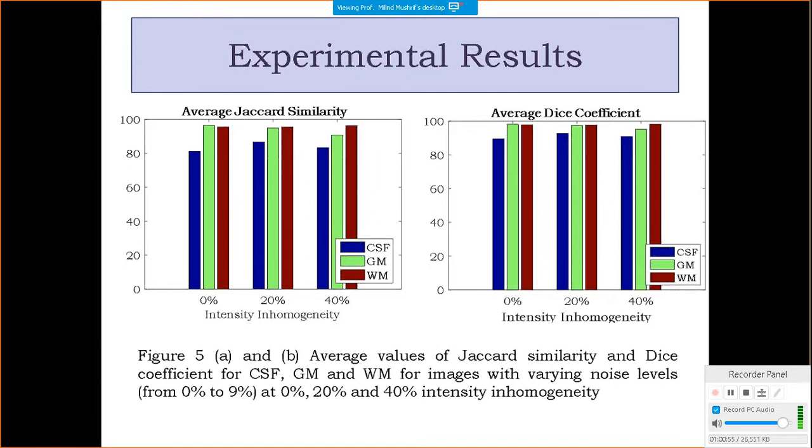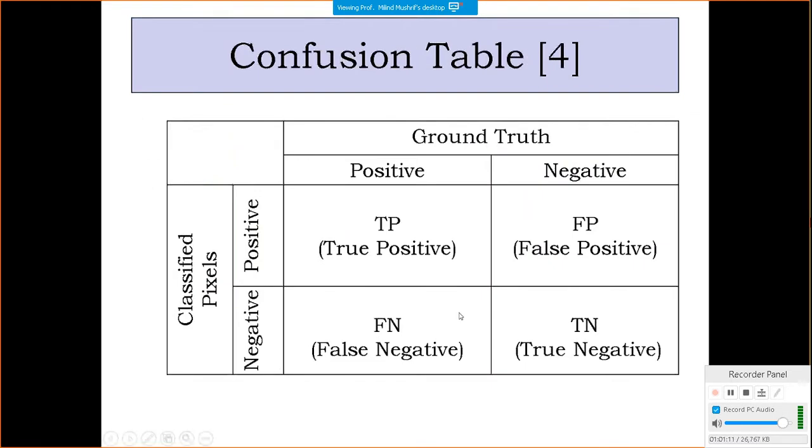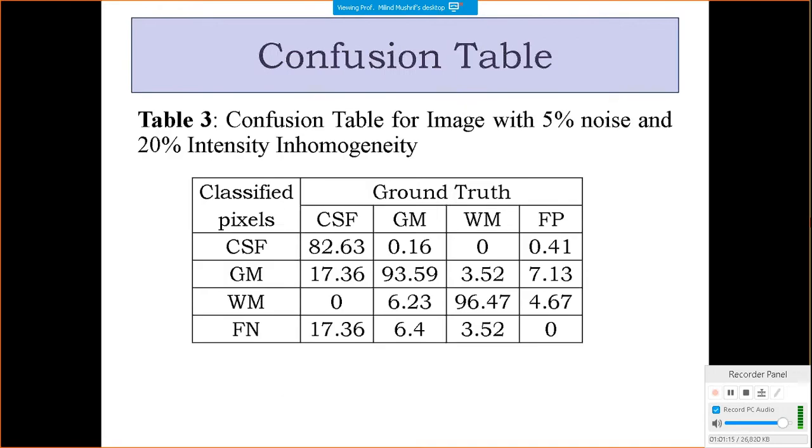So these are average Jaccard similarity and dice coefficient values for all the images in the set. We also obtain a confusion table for an image with 5% noise and 20% inhomogeneity. We found that the true positive values are 82% for CSF, 93.59% for the gray matter, and 96.47% for the white matter.